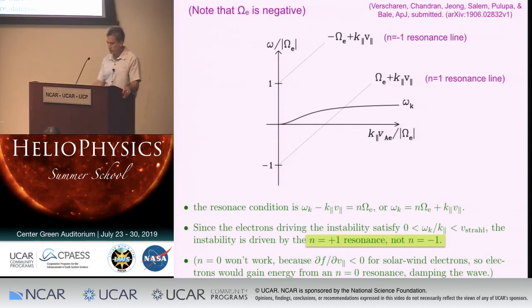You could get plus two. The problem with plus two is that it's going to interact way out further here where the electrons are going to be, the wave is going to be damped by the core electrons. We actually are desperate to get to lower k parallel to avoid core damping. And in fact, that's ultimately going to be our stability criteria. But yes, you could have n equal plus two, particularly for oblique waves, not for parallel waves.